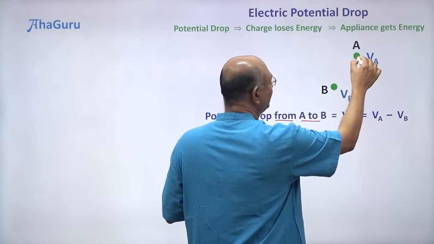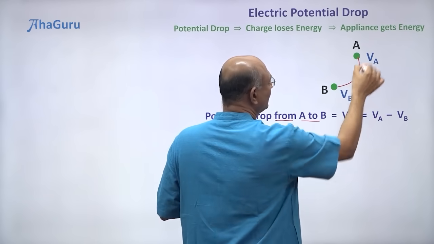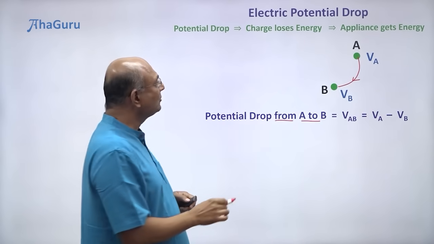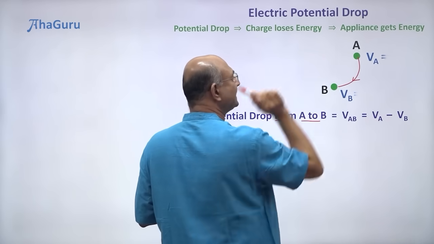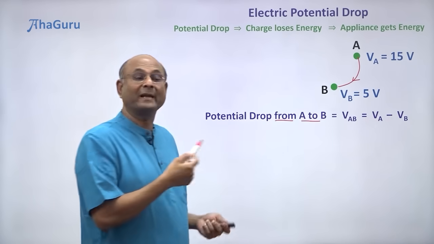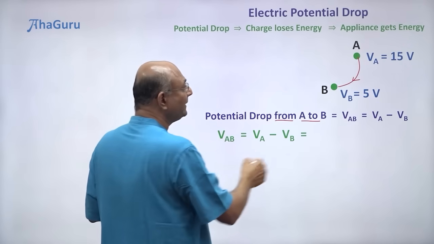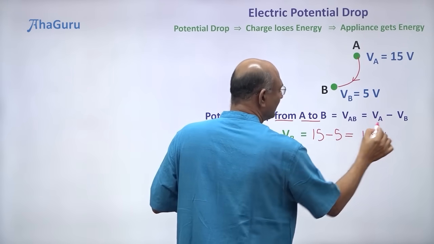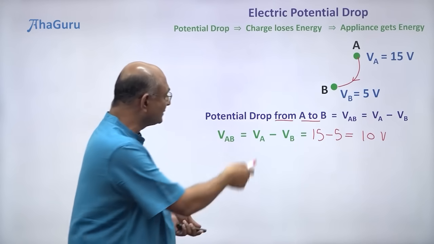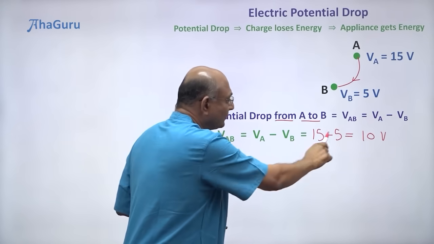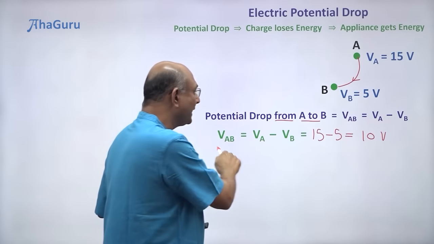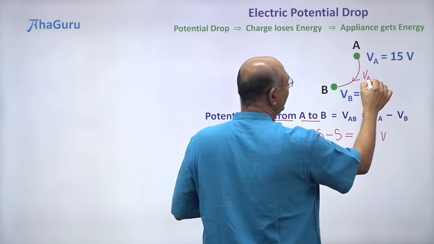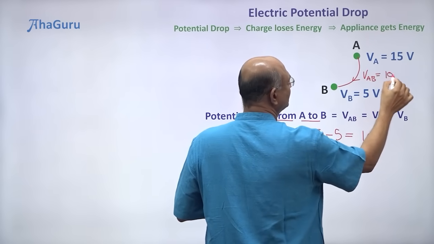Okay, so if I go this way from A to B, that means I'm starting at A, ending at B, VA minus VB. If I now say the potential at A, let us say, is 15 volts and at B is 5 volts, we can calculate what is VAB. What is VAB? 15 minus 5, 10 volts. Now the units for VA are in volts, units for VB are also in volts. So when you take the difference, that also is going to be in volts. So VAB is going to be 10 volts. So we can say this potential drop VAB is 10 volts.